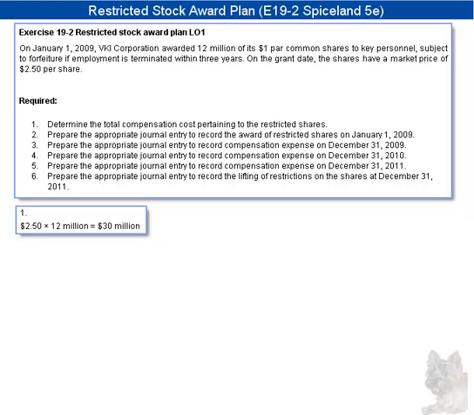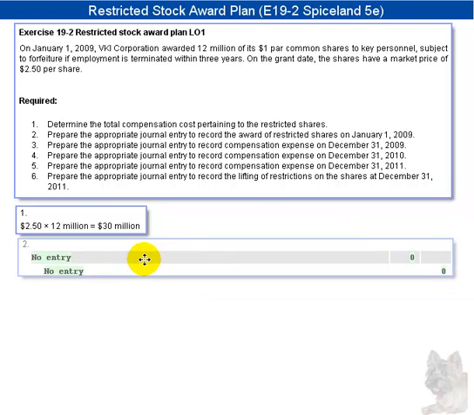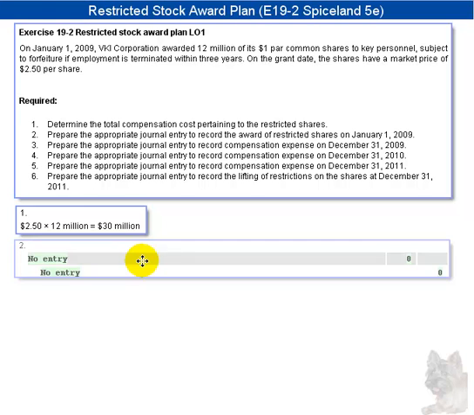Then on requirement 2, it says prepare the appropriate journal entry to record the award of restricted shares on January 1st, 2009. Sorry, I have to read this correctly. Well, there's no entry that's required. When the restricted shares are awarded, there's no entry, so our entry would simply not exist.